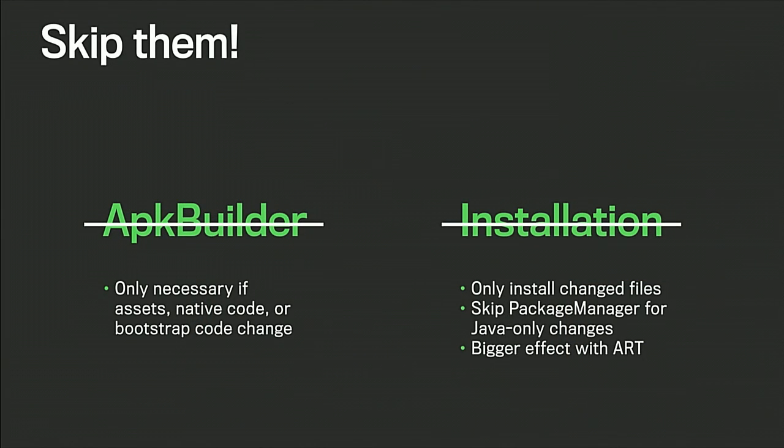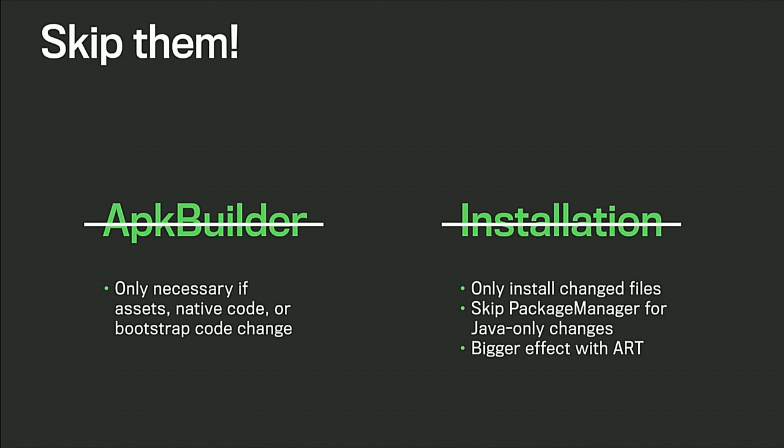So this is obviously a very simple change, but it has a huge impact on the performance. The ApkBuilder step is only necessary if you change something that actually goes into the APK. So this is your assets, your native code, or your bootstrap code. If none of those change, if you're only changing your run-of-the-mill Java code, you can skip the ApkBuilder step entirely. And that saves you about 7 seconds. The other thing is that the installer is relatively smart. It'll only install the files that actually changed since your last installation. So if you didn't rebuild the APK, that means you also don't need to install the APK. You can skip the package manager entirely if you're only changing your Java code.